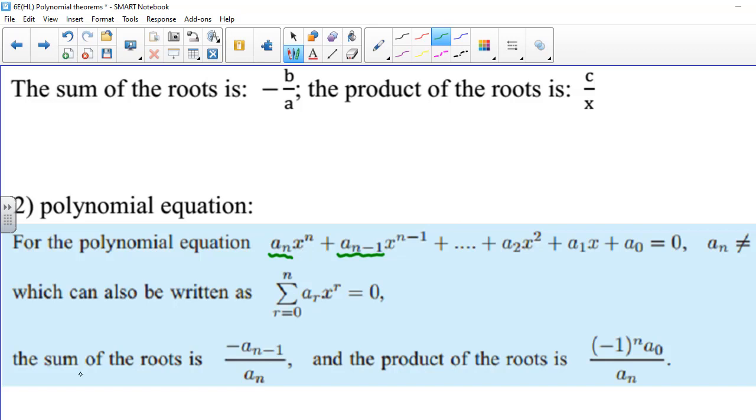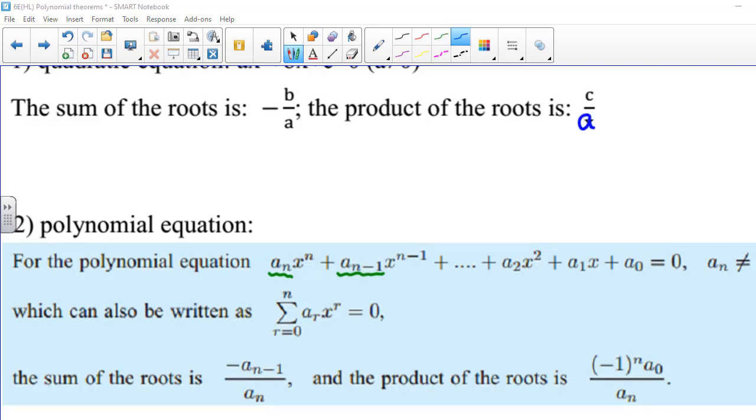Even for this degree n, we still have the sum of the roots. Based on the fundamental theorem of algebra, we know this equation should have n zeros, n roots. So for those n roots, if you add all of them up, the sum is negative an minus 1 over an. And the product of these n roots is negative 1 to the power of n times a0. This is the coefficient of the constant term divided by an. So here, there is a little bit of mistake that we need to correct. The product of the roots for the quadratic equation should be c over a rather than c over x.